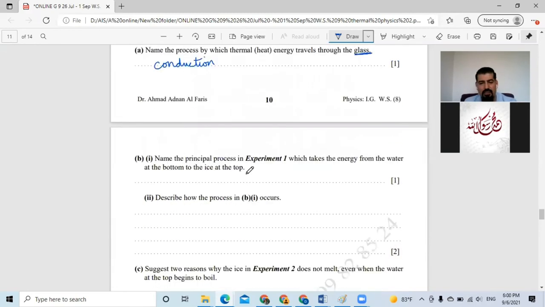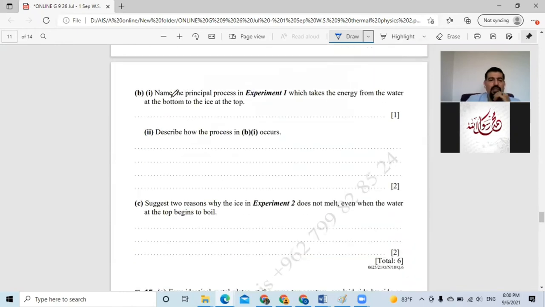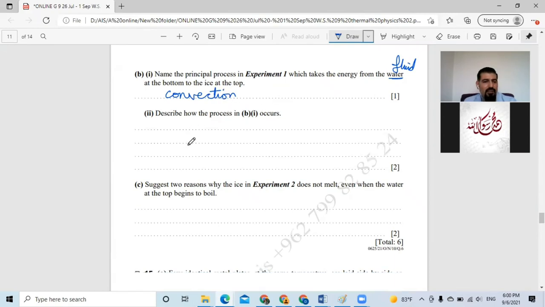They might ask something like this in paper 4, not paper 3 core. Name the principle or process in experiment one by which the water at the bottom rises to the top and melts the ice. Well, that's called con... The water goes up. Water is a fluid. So how is heat transferred through a fluid? By convection. Exactly. Thank you. Convection. Thank you Farah, Hana, Sandra.